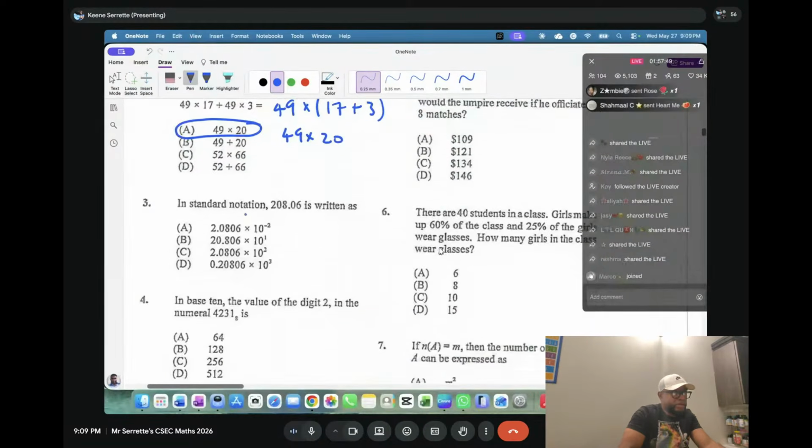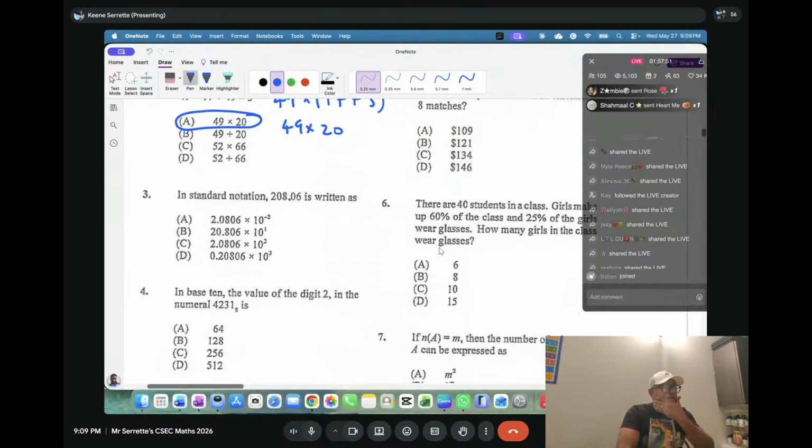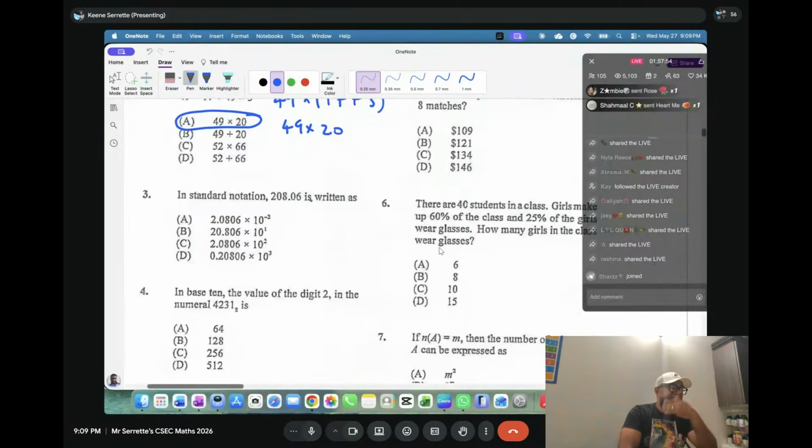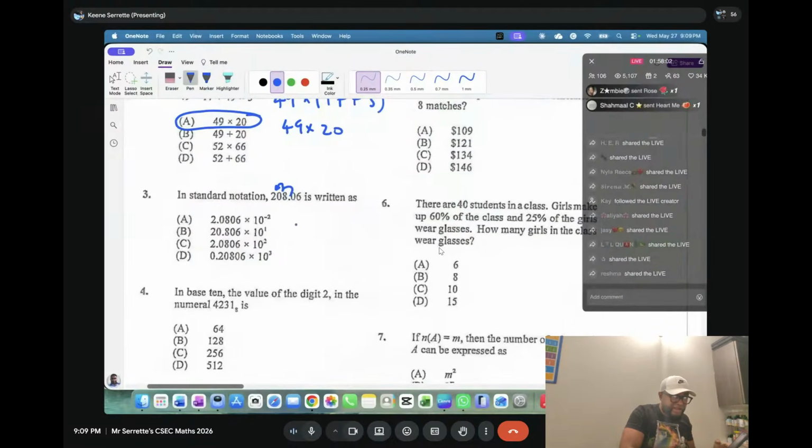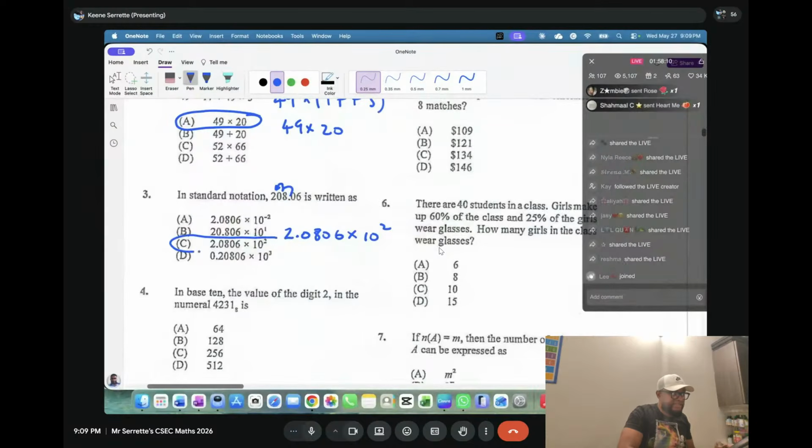In standard notation, 208.6 is written as what? In standard notation, you want to get this decimal point to the right of the first significant figure, right? So this will be 2.086 multiplied by 10 to the power of 2. It is C. Excellent.